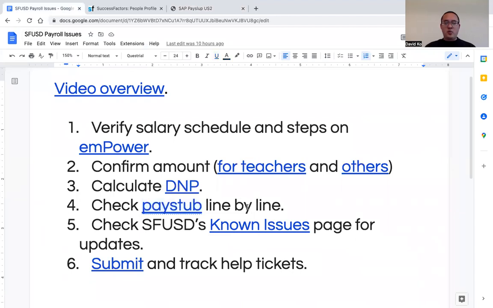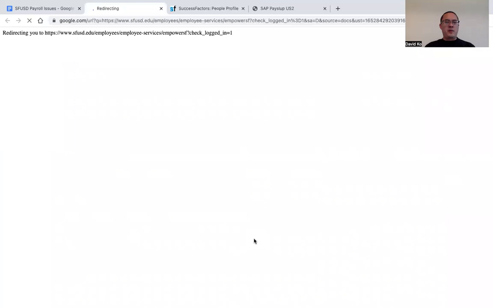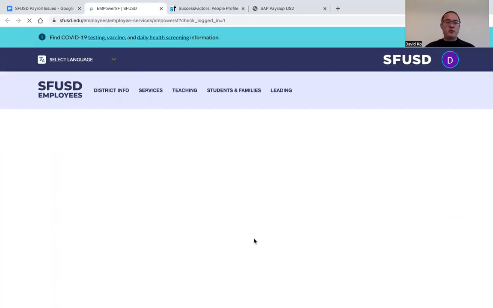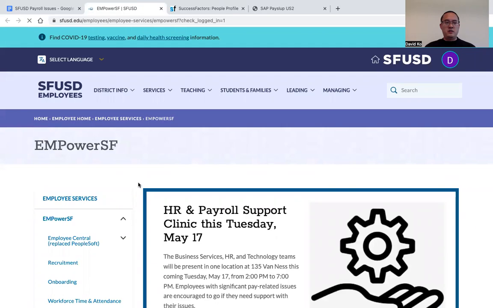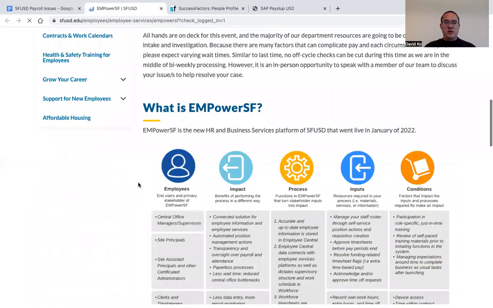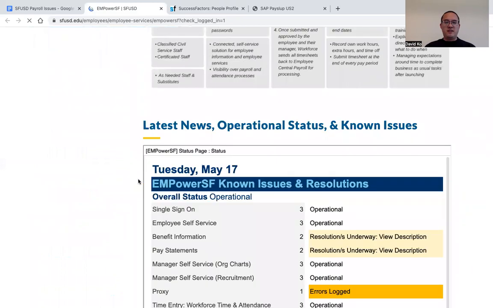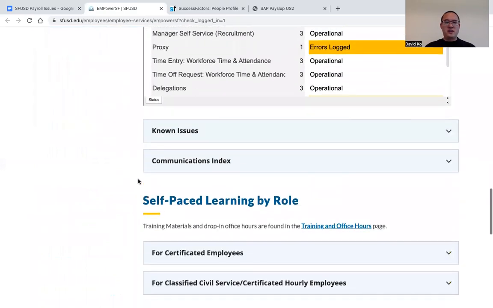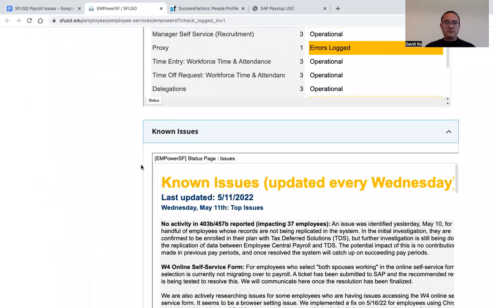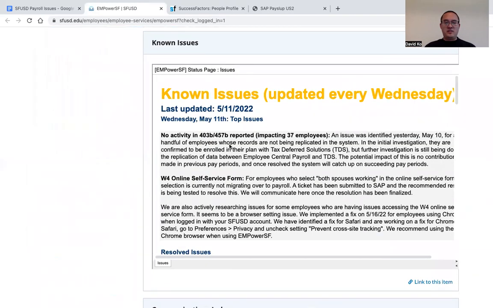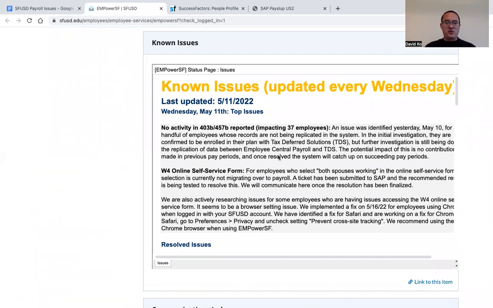One area, if you're at the point where you verify that the information is available, is to go to the known issues page, which was emailed out. At least the first time I saw about it was just about on May 4th. This is a relatively new section of the school district website that gives updates and tells us about specific information that either they have fixed or that they haven't fixed. And so if we go here to known issues, they give updates every Wednesday. So the most recent one was last Wednesday on May 11th, and it gives some information about no activity for 403B, 457B reporting, and W4 online self-service form.